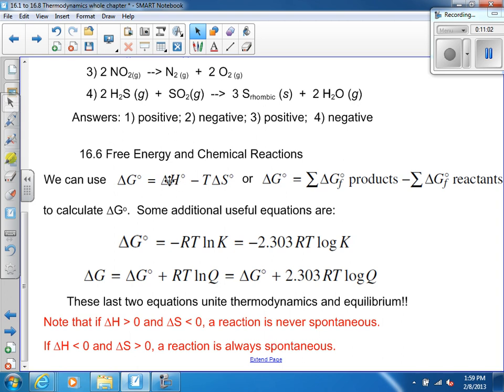Now, if you have delta H and delta S either both positive or both negative, then the temperature is what defines spontaneity. If delta H and delta S are both positive, can you see you need a large T?